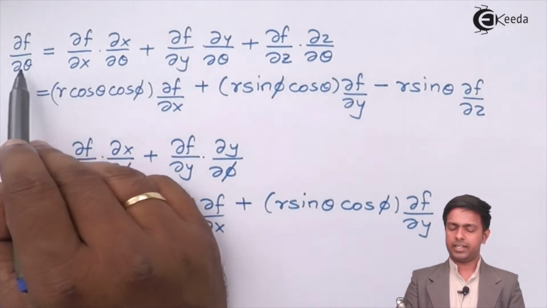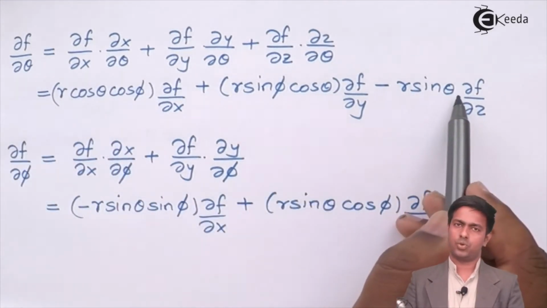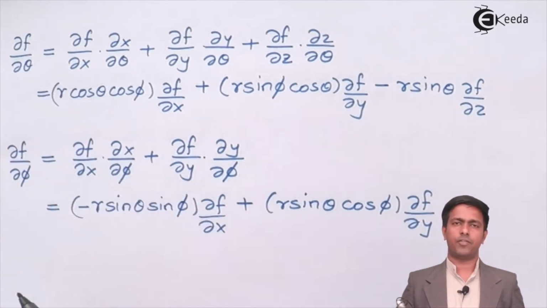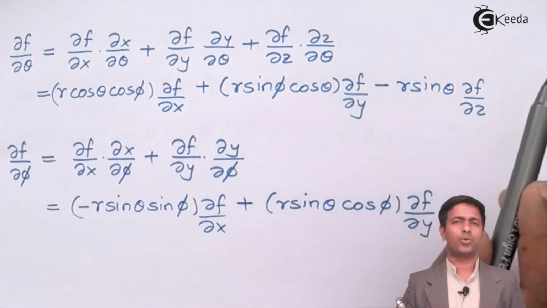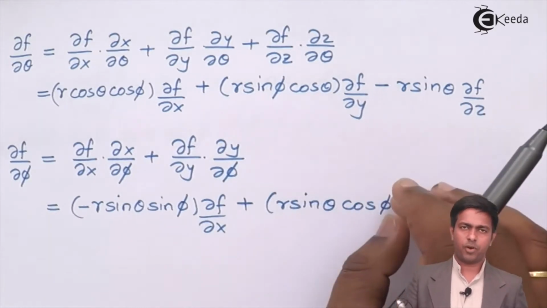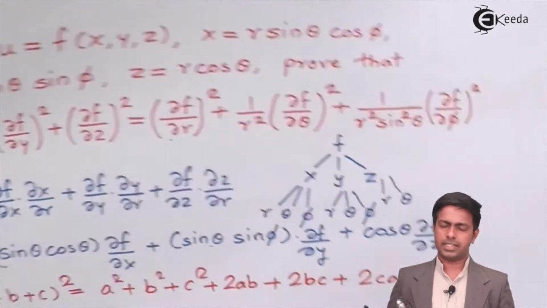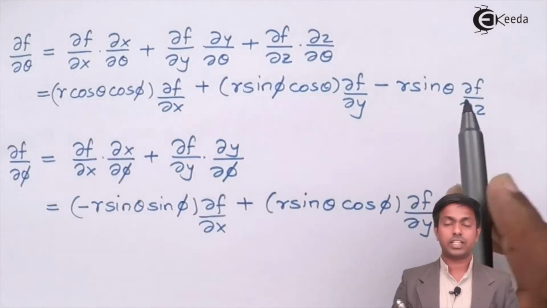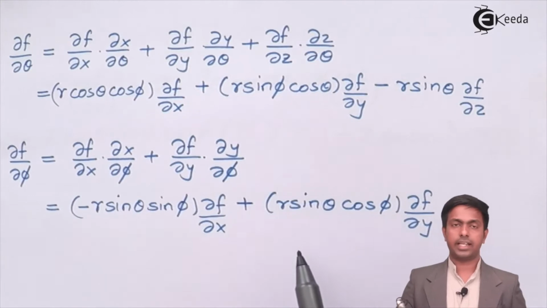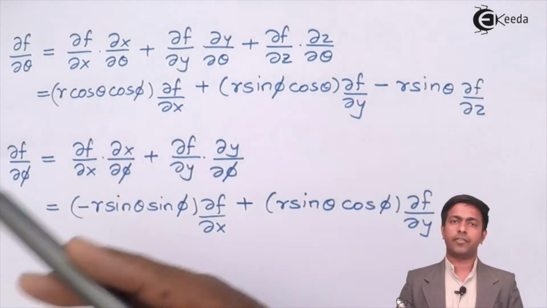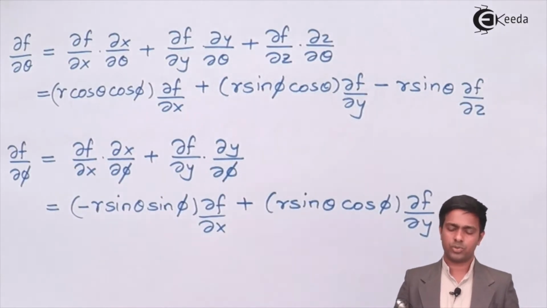In del f by del theta there are again three terms. If I want to find the square of this, I'll again apply the formula of a plus b plus c the whole square. The previous formula which we have used, I will be using the same formula for the expansion of these three terms. And one more thing, whenever we expand this, we have to multiply it with 1 upon r square also. So let's start.